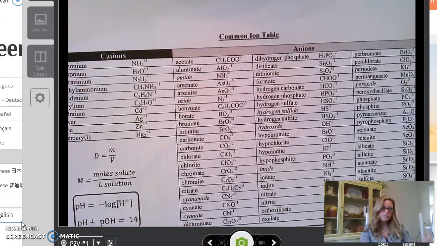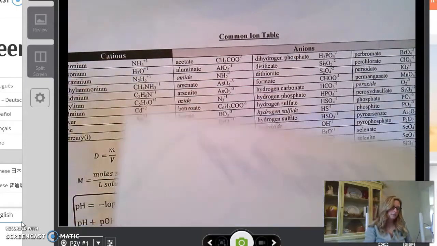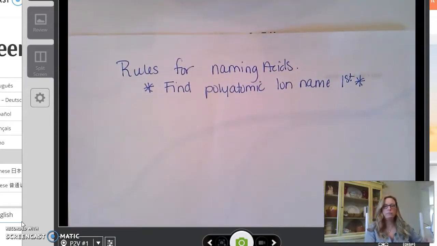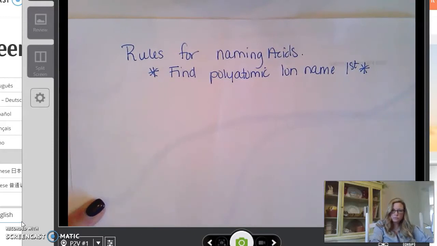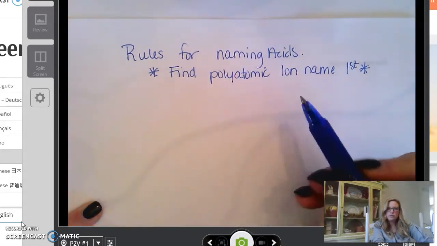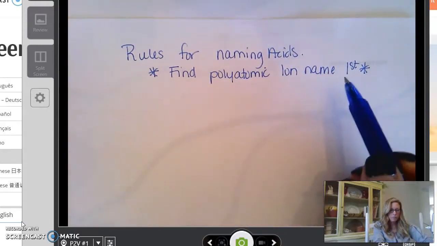So we're going to look at some pretty simple rules for naming acids. So write this down with me as we go through it, and we're going to go over the very basic steps to them and then just practice a couple. So, okay, the rules for naming acids, that's what we're looking at today. You're going to find your polyatomic ion name first.